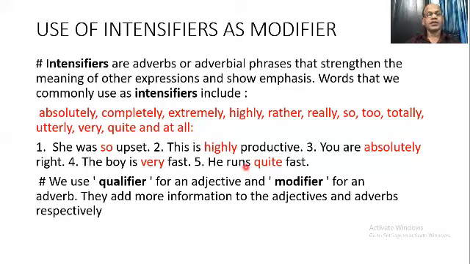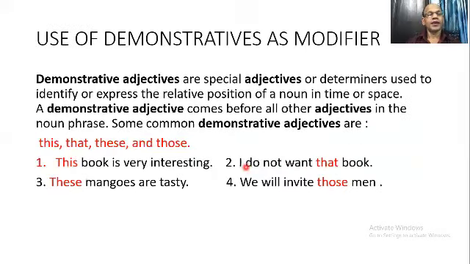Dear students, let us proceed. Use of demonstratives as modifiers. Demonstratives. We have got four demonstratives in English grammar here: this, that, these, and those. These four are demonstrative adjectives.